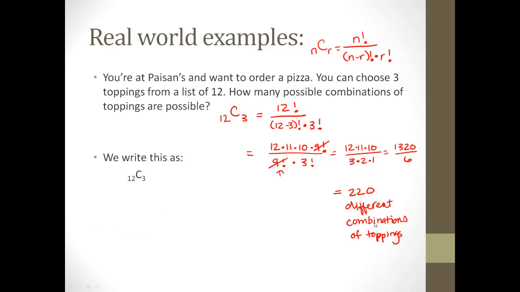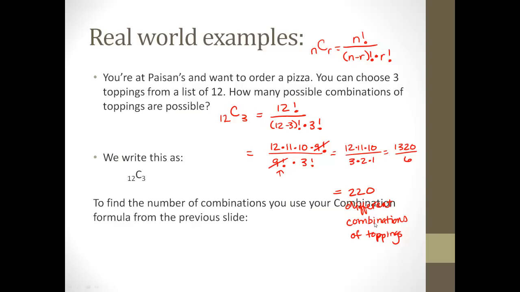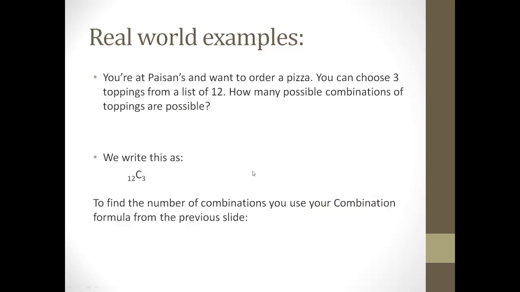So, just to recap, we write it as such, and to find the number of combinations, you use your combination formula from the previous slide. So let's clean that up a little bit. We did 12, just like it says, put it over that, 12 minus 3 times 3. And then we stopped, because we found out that was 9 right there.